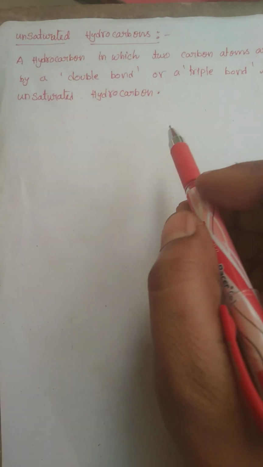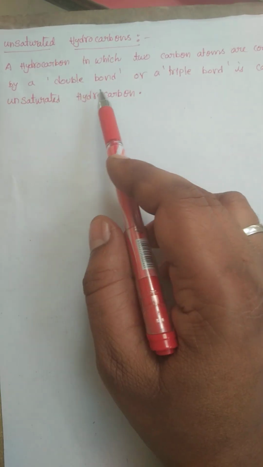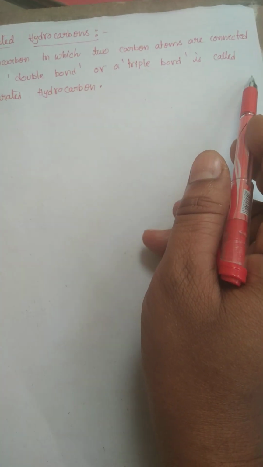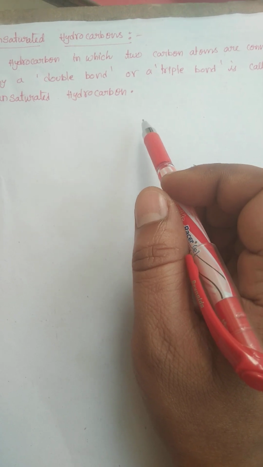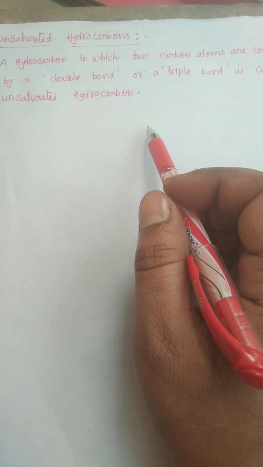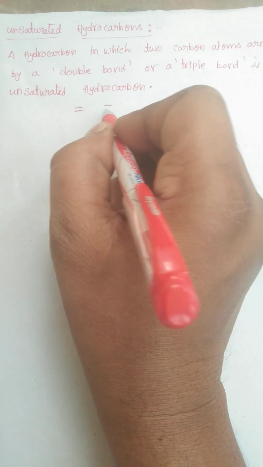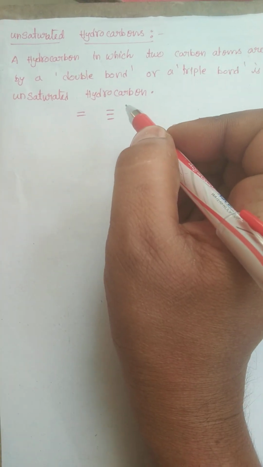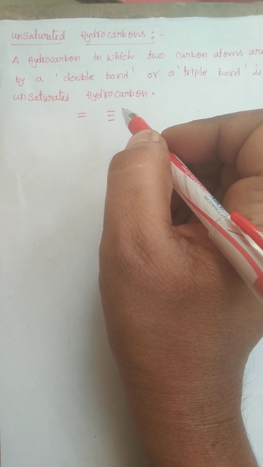Clear? Now coming to unsaturated hydrocarbons. A hydrocarbon in which two carbon atoms are connected by a double bond or a triple bond is called an unsaturated hydrocarbon. What do you mean by unsaturated hydrocarbons? They are generally connected by a double bond or a triple bond. Example, ethene.